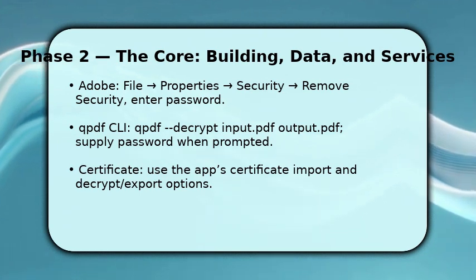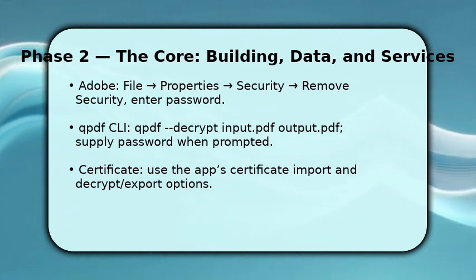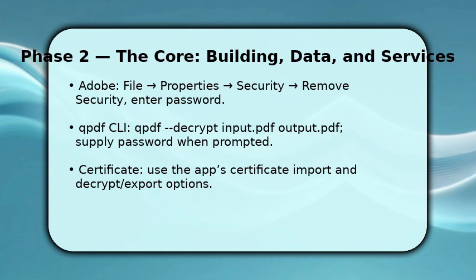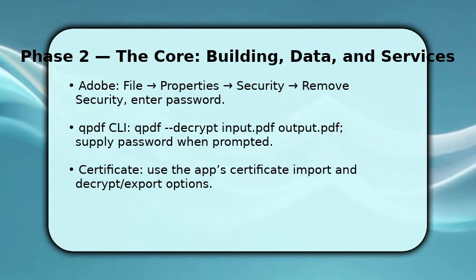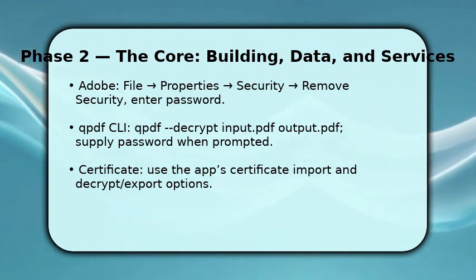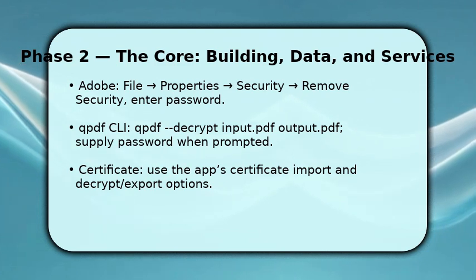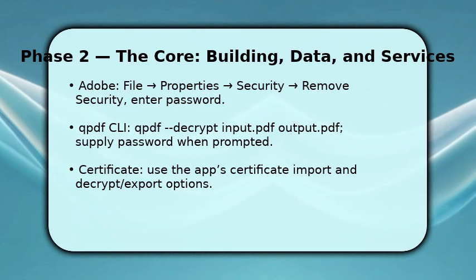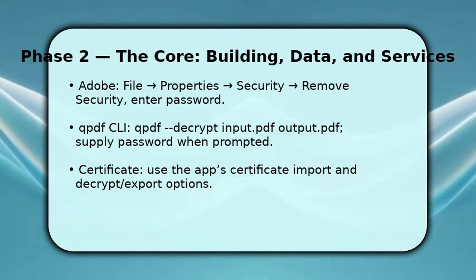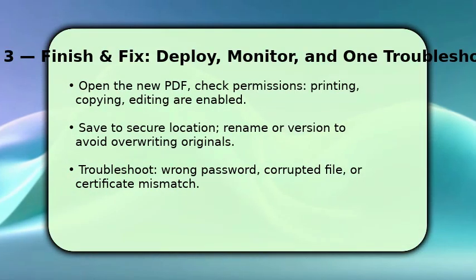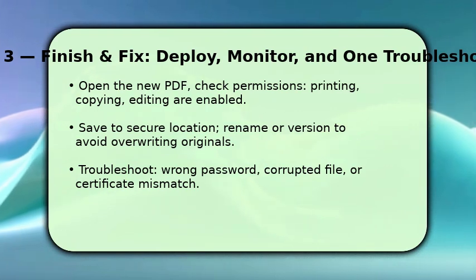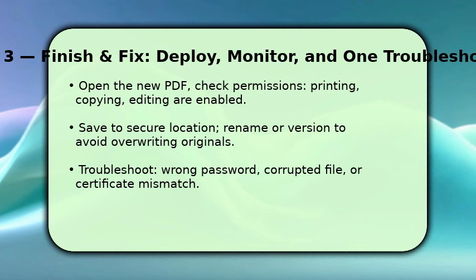If you prefer command line, run QPDF decrypt input.pdf output.pdf and provide the password when prompted. QPDF is fast and scriptable. For certificate-based files, import the certificate into your app and use the decrypt or export function to produce a plain PDF. Finally, verify the output so you know the process worked and the file is truly unencrypted.